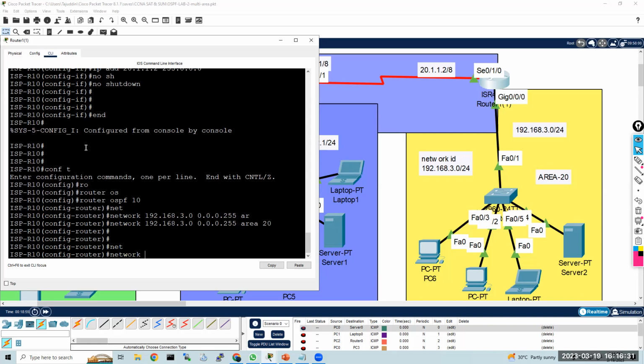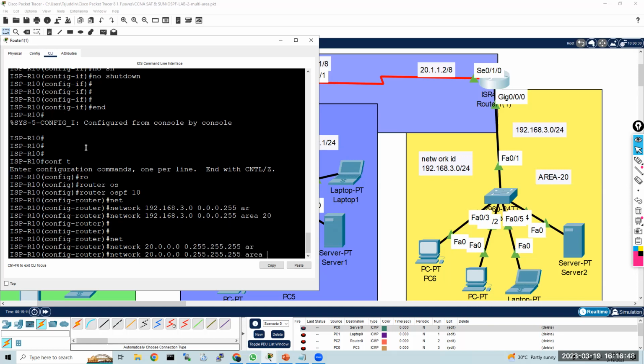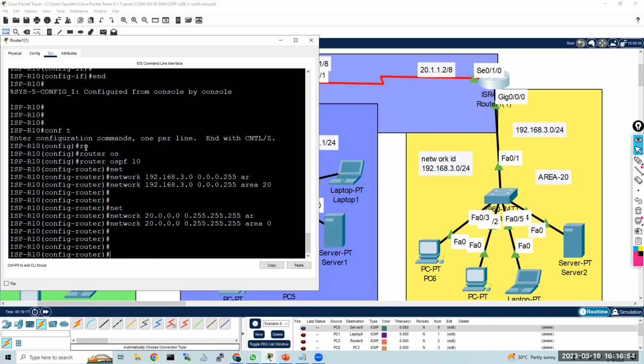Then one more network. Which network now again? 20.1.1.0, 20.0.0.0. Then 0.255.255.255. Then area? Area 0. Area zero. Yes.